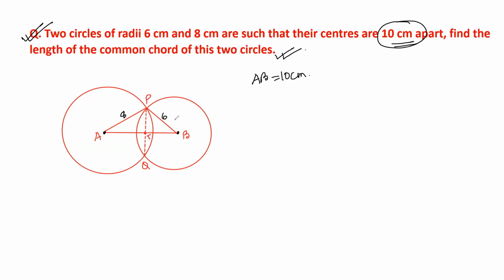Let these two circles intersect at points P and Q. So the length PQ represents the length of the common chord between these two circles. So we need to find the length of PQ here.